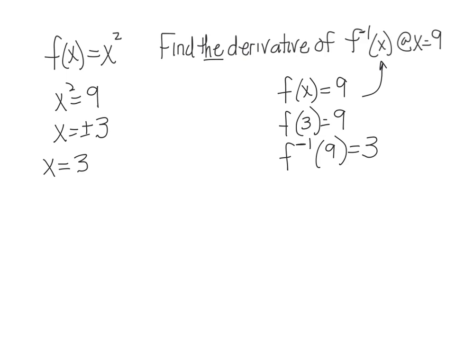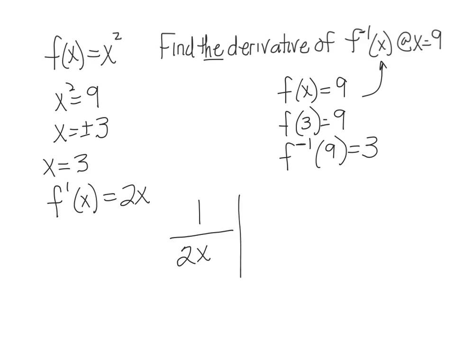So I'm going to take the derivative of x squared, and I get 2x. And then in order to find the derivative of f inverse, I'm going to take 1 over that derivative, and then I'm going to evaluate it at x equals 3.